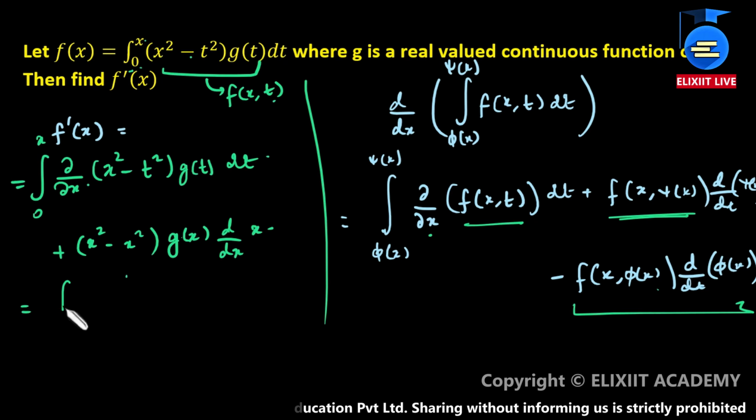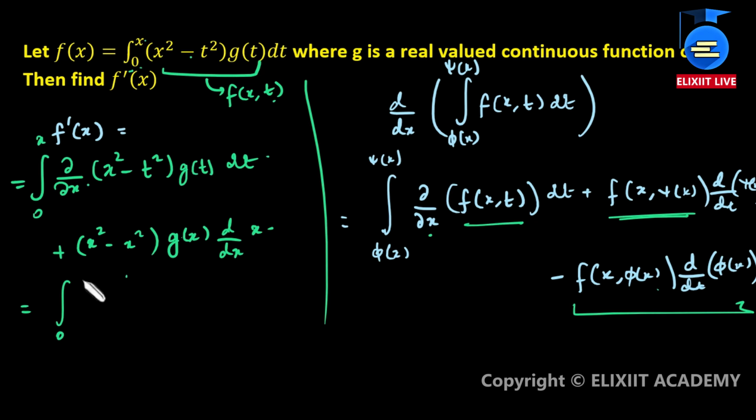So we have integration 0 to x. Let's differentiate this partially. How will you differentiate partially? Differentiate with respect to x. Remaining variables are constant. So what we have, differentiation of x square, that is 2x, into g of t, which is a constant. So g of t you can take outside. 2x into g of t, and minus t square into g of t, this part will be 0 because we are differentiating partially with respect to x. Clear now?